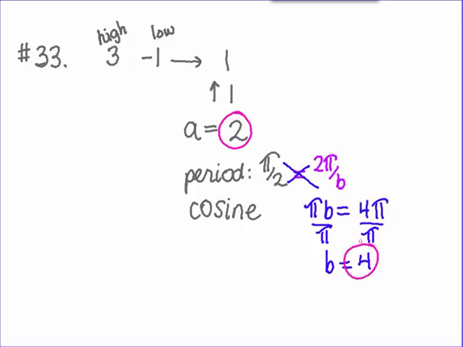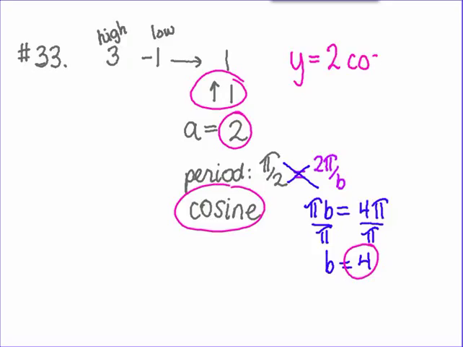I've got my shift right here, and I know it's a cosine graph. So let's put that all together. So first of all, y equals, what number will come first? 2. Good. 2 cosine. What number comes next? 4. Yep, 4x. And then last but not least, I have to do a shift of up 1. So I'm going to go ahead and do plus 1. And there you go.